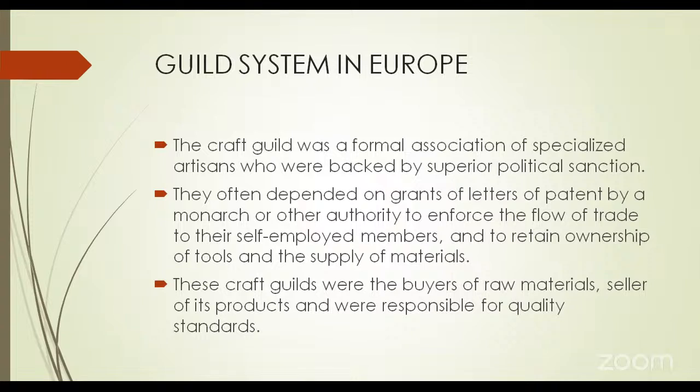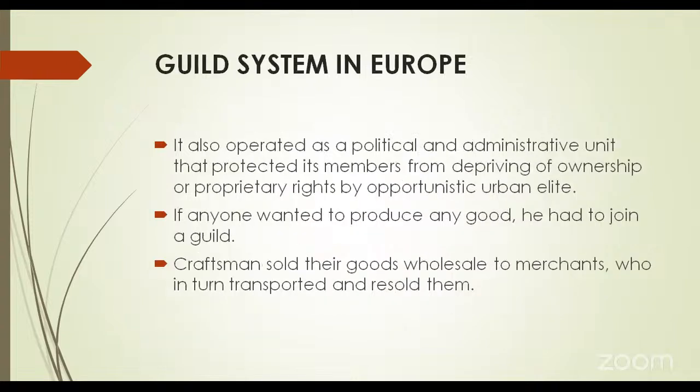We could also look at Amazon in a way as a guild, where they are trying to ensure quality, and bring buyers and sellers all onto one platform. So you see, things have changed, but yet they have remained the same. It's like new technologies have added to refine the earlier processes. The guild operated as a political and administrative unit that protected its members from being deprived of ownership or proprietary rights by the opportunistic urban elite.